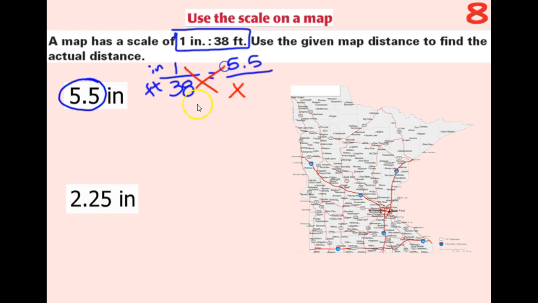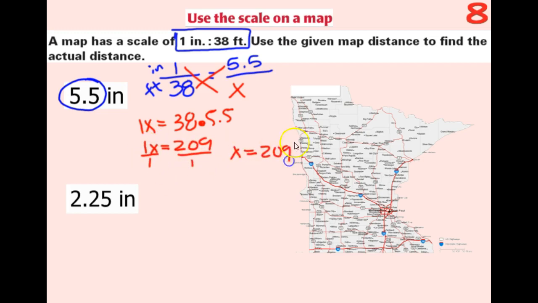So we're going to cross multiply. 1x equals 38 times 5.5. 38 times 5.5 gives us exactly 209. If we divide by 1, we still get x equals 209.